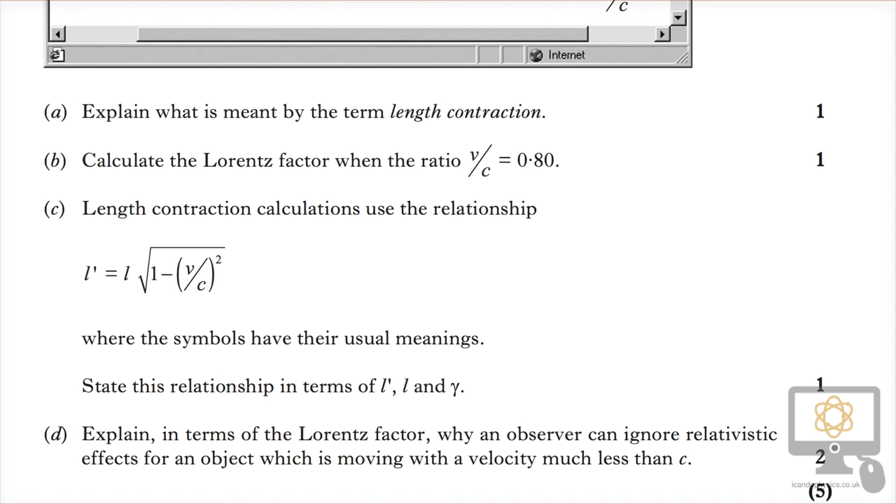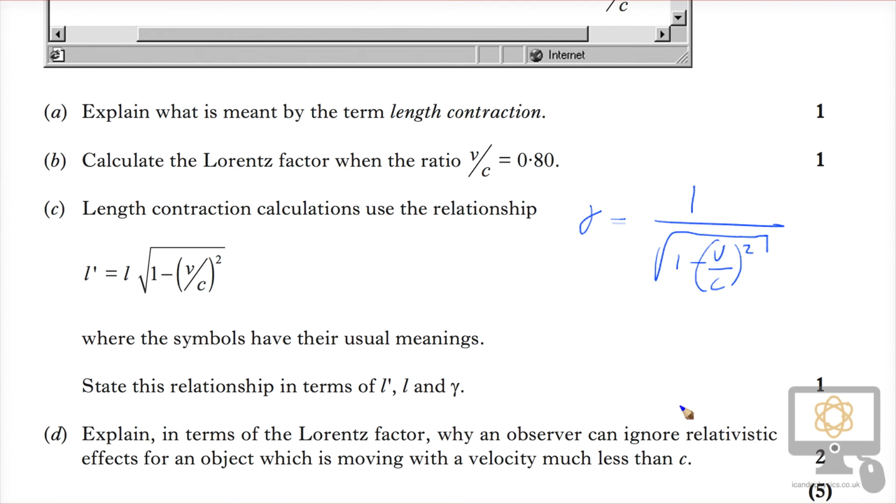Look at the last question of question 24. It's part D, and it says explain in terms of the Lorentz factor why an observer can ignore relativistic effects for an object which is moving with a velocity much less than c. So the Lorentz factor, just to remind ourselves, is the gamma factor, and it's given by 1 over the square root of 1 minus v upon c all squared.